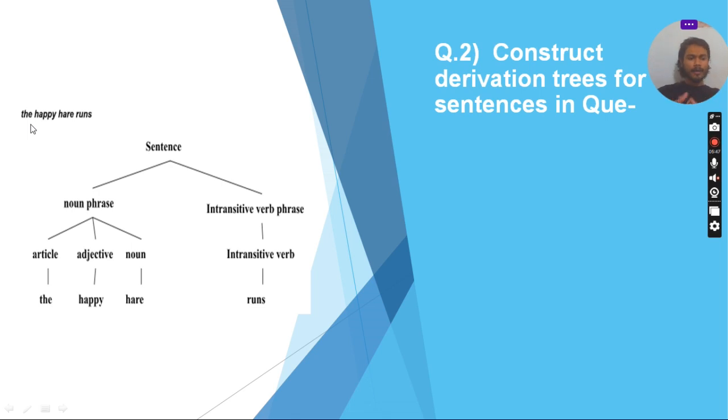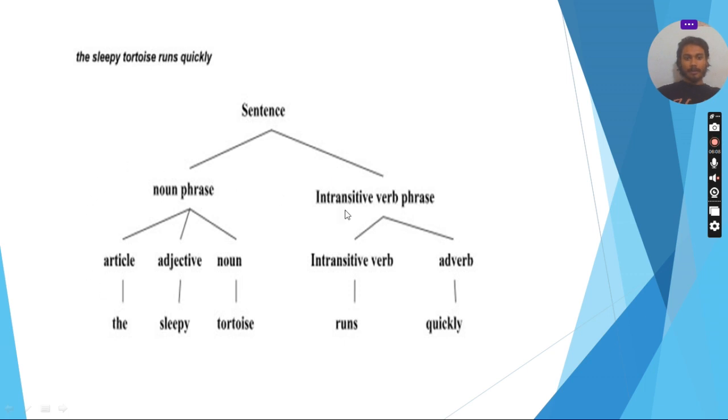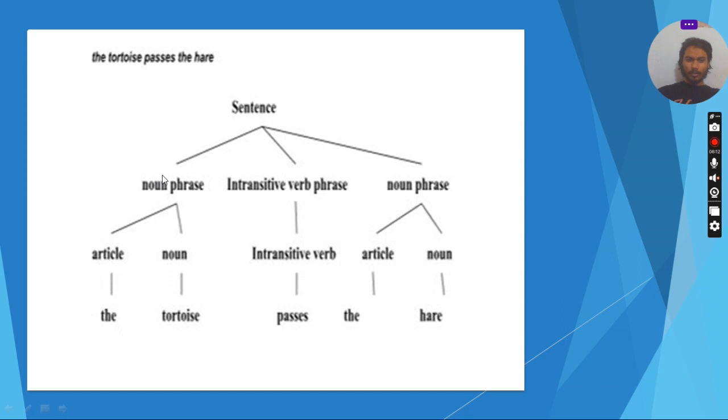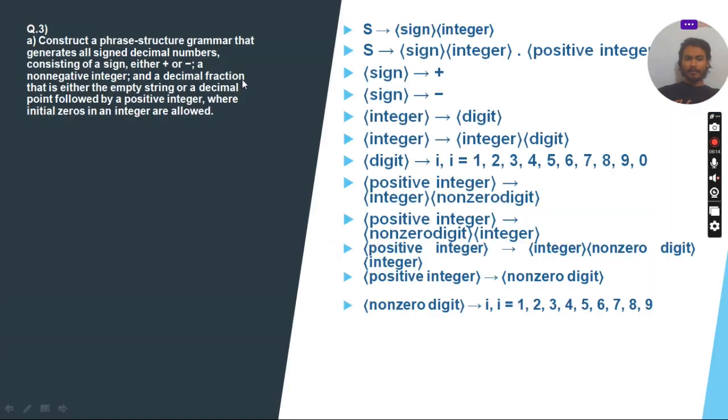Creating a derivation tree to conclude whether a sentence is valid or not is much easier because we can see the flow and the elements, and which category they lie beside. Okay, so that was our first example. We have another example, the sleepy tortoise. Quickly, we did it, so we don't need to go through it again. The tortoise passes the hare, we did it.